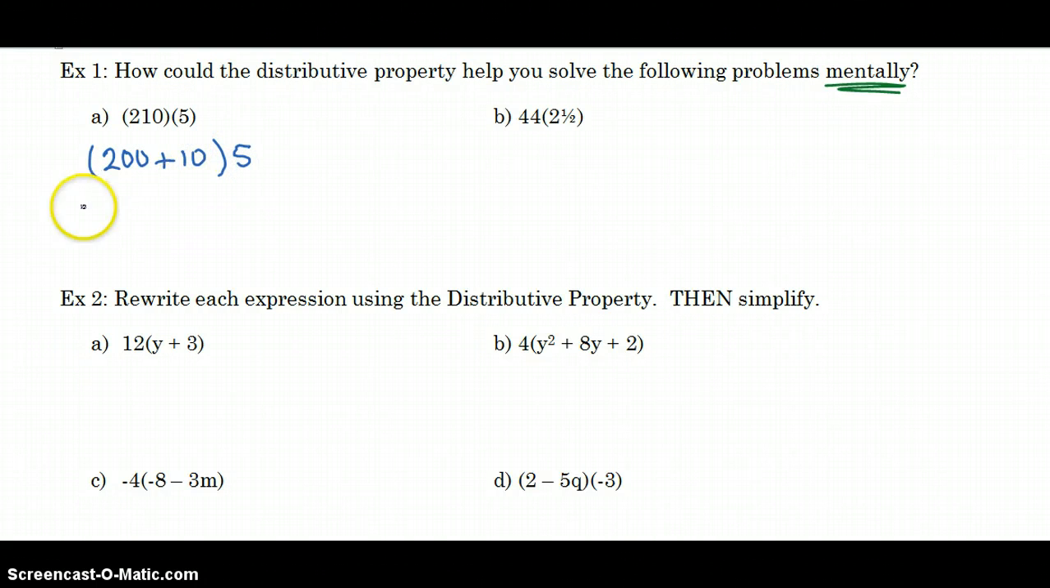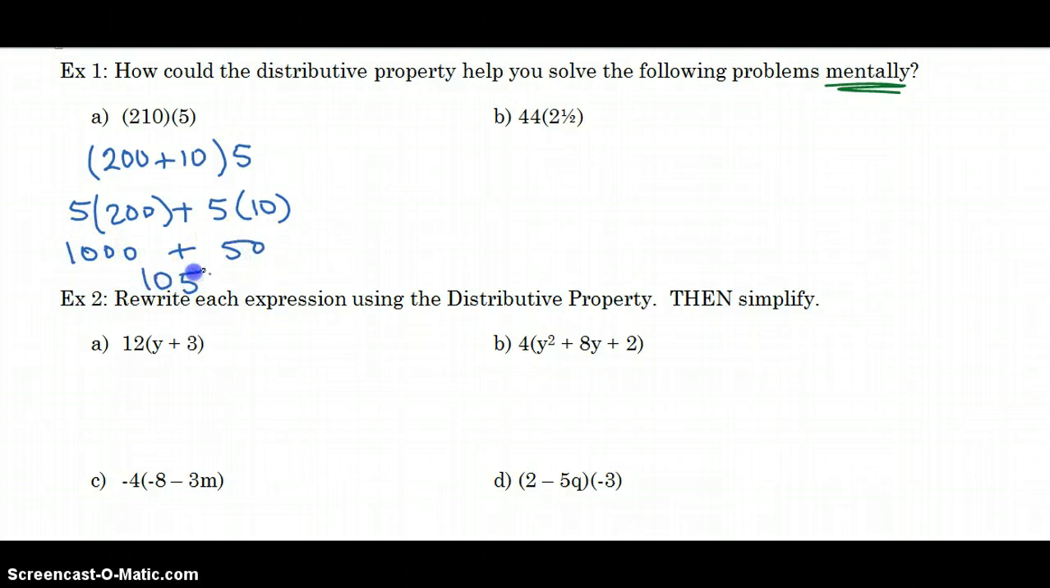Because I can mentally do 5 times 200 fairly quickly, and of course 5 times 10, and that'll give us 1,000 plus 50. So our final answer is 1,050. So see how much easier that is than to try to multiply 5 times 210. The same thing happens here. 44 times 2 is not that big of a deal. And then taking half of 44 is very simple.